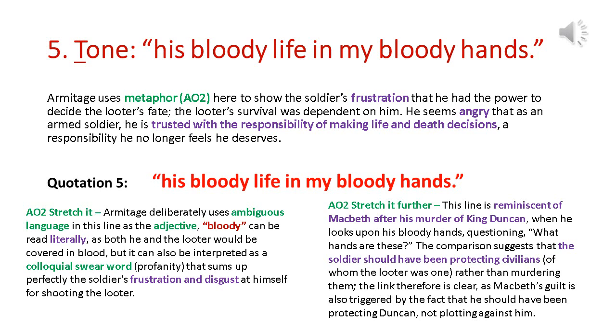If you wanted to talk even more about this image, you might talk about how it's reminiscent of Macbeth after the murder of King Duncan. So if you remember, Macbeth looks at his hands and says, "What hands are these?" And he looks at all of that blood in the same way that the soldier is here. Now that comparison implies that the soldier knows he should have been protecting the civilians, not killing them, in the same way that Macbeth knows his job was to protect and defend King Duncan, not kill him, not bear the knife himself.